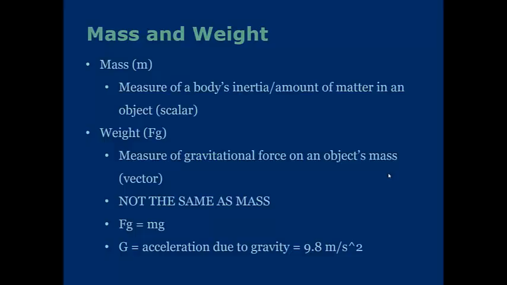The equation for weight is F equals mg, with g being the acceleration due to gravity. On Earth, it's 9.8 meters per second squared. However, on other planets or in other environments, that gravitational acceleration might be less or more. An example would be, if I were floating in space, I could say I am weightless. However, at no point would I ever be massless.